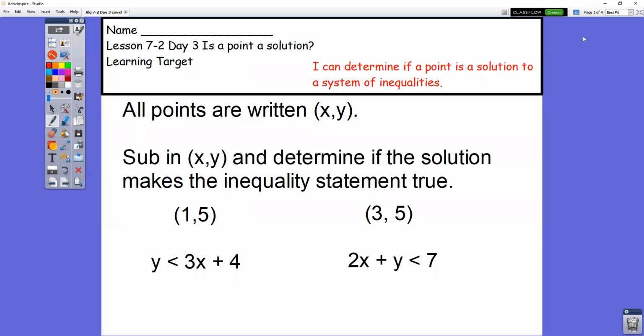This is the lesson for 7-2, day 3. Is the point a solution? What we're doing today is determining if a point is a solution to a system of inequalities.